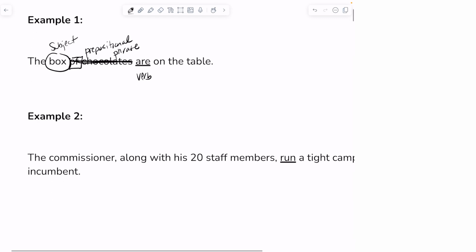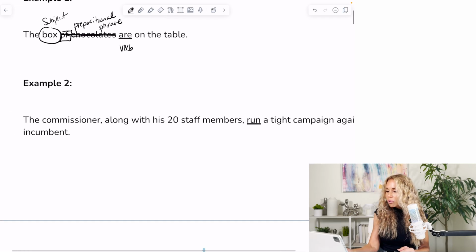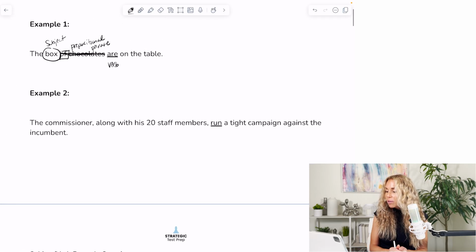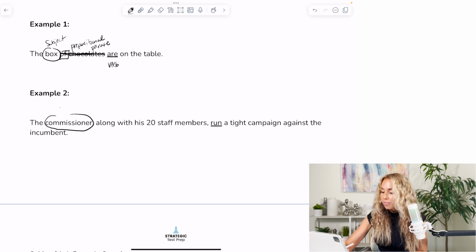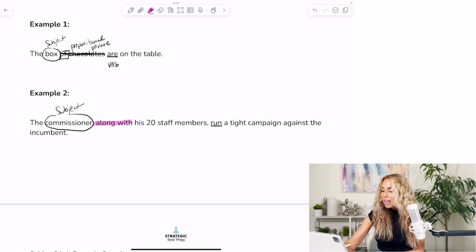Okay, let's look at another example. Sometimes with subject-verb agreement, the SAT will hide the subject from the verb, not with a prepositional phrase, but with a non-essential clause. So a non-essential clause is essentially something that doesn't need to be there for the sentence to make sense and for the sentence to stand on its own. So when I read example 2, it says the commissioner, along with his 20 staff members, run a tight campaign against the incumbent. Well, my subject is really the commissioner, and all of this stuff in between two commas, that is a non-essential clause.